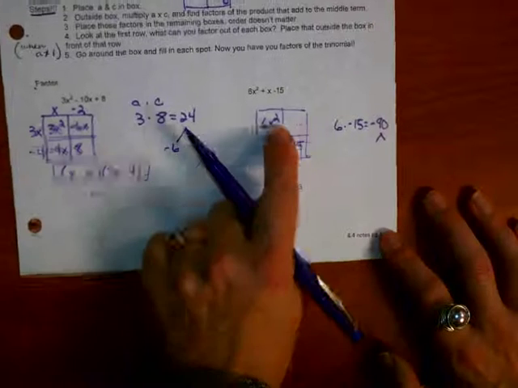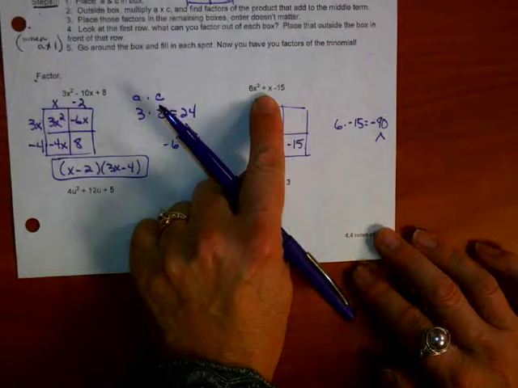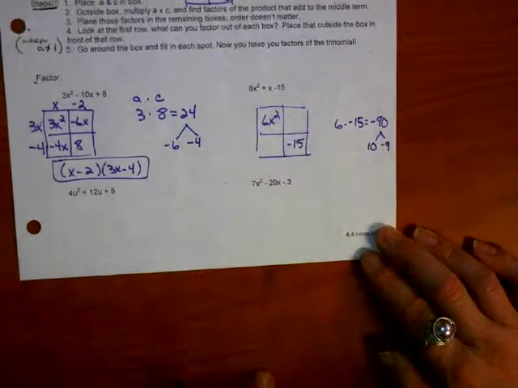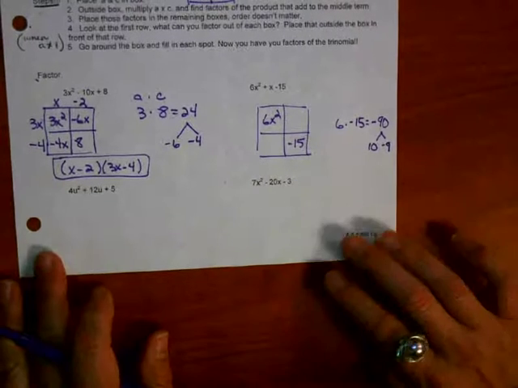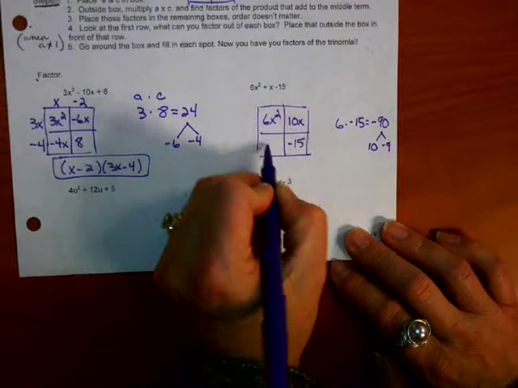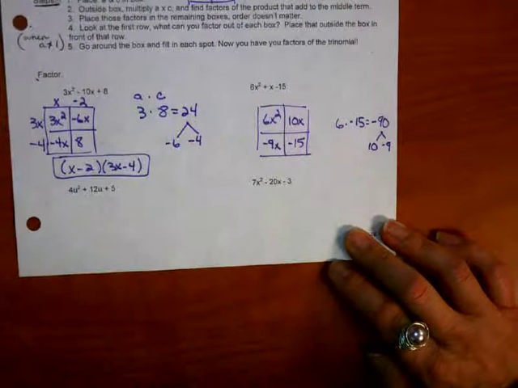Factors of negative 90 that add to my middle term, which is 1. 10 and a negative 9. Right on. 10 and negative 9. These are my middle terms, so I put an x there. These combine to equal my middle term.